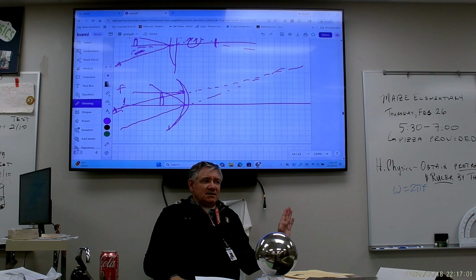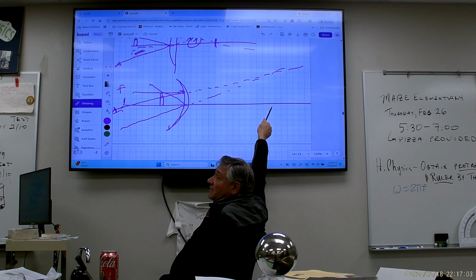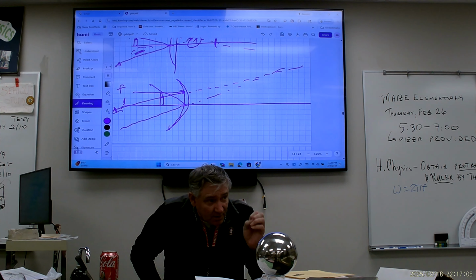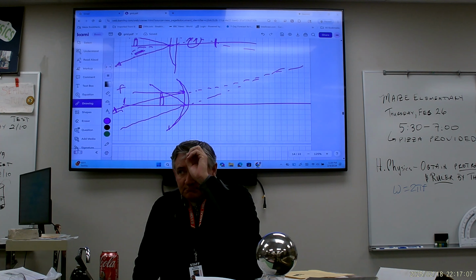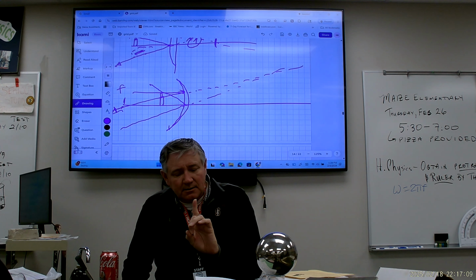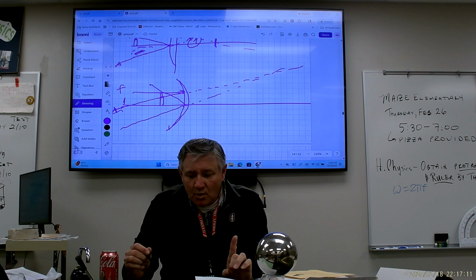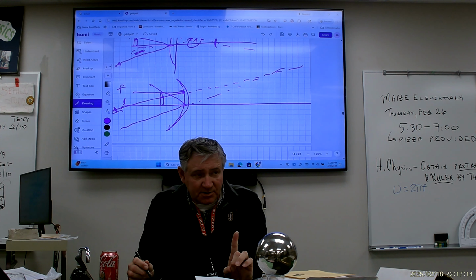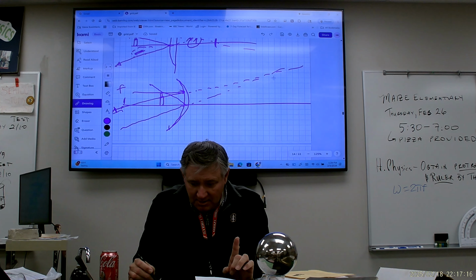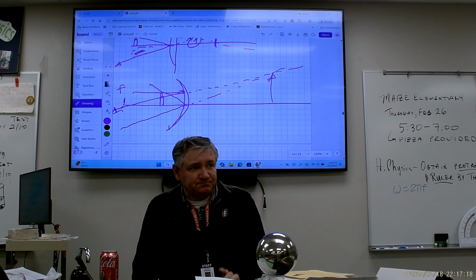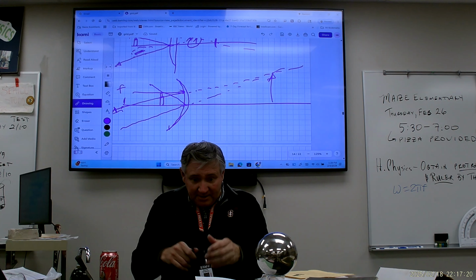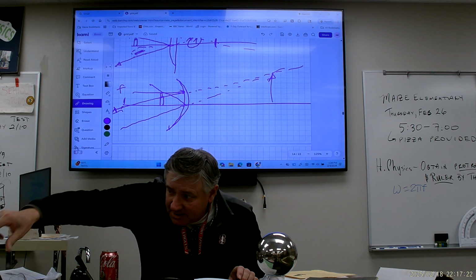Can't form the image on that side. But I can make one on the other side. So if you were inside the focal length, what do you get in terms of an image? An upright image that is magnified, bigger. Magnified, big. So if you don't believe me, here, take this.